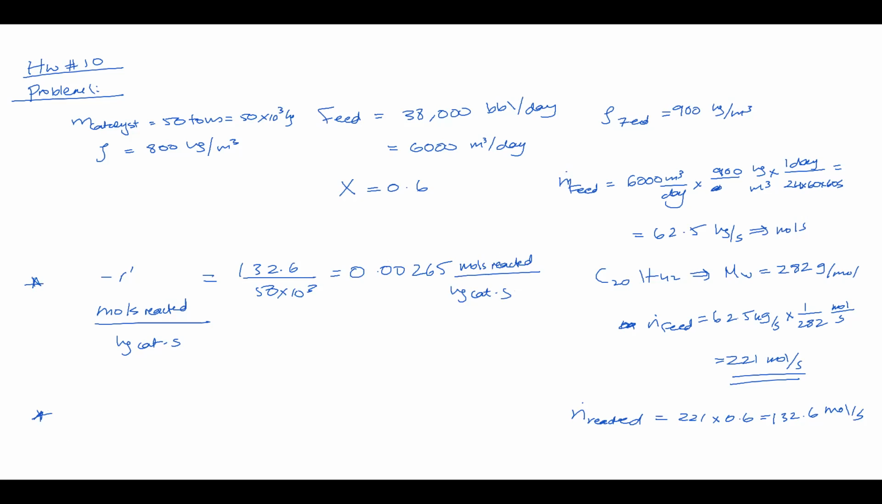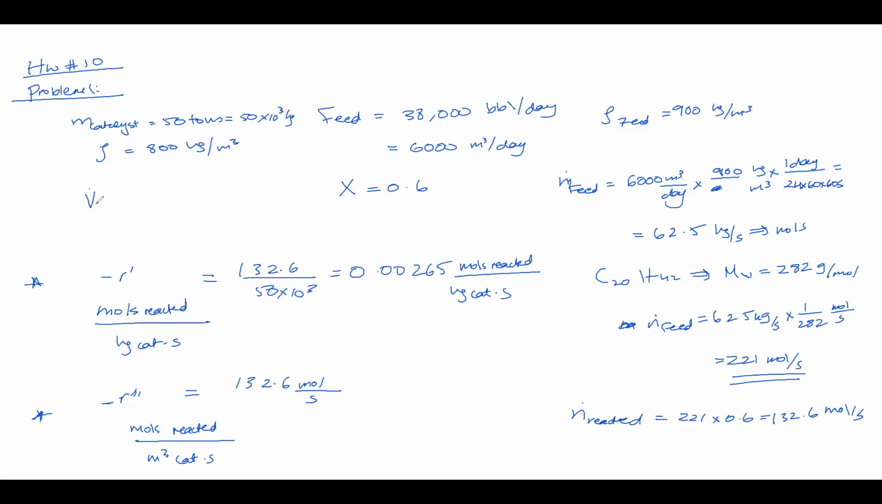The second expression this problem is asking for is moles reacted per meter cubed catalyst second. So it's r triple prime, moles reacted divided by meter cubed catalyst second, and this should be minus because the moles reacted. So now my moles reacted will be the same, which is 132.6 moles per second divided by the meter cubed of catalyst.